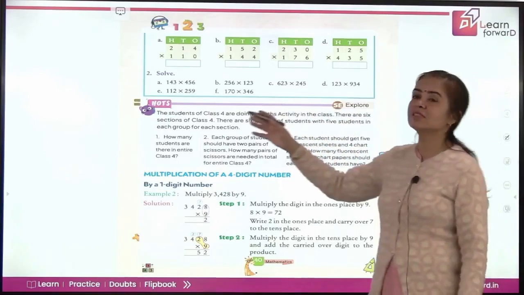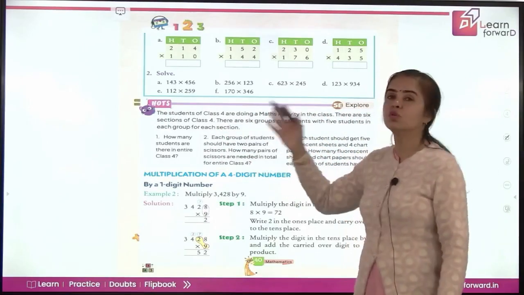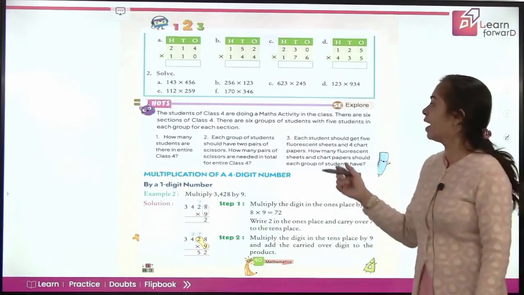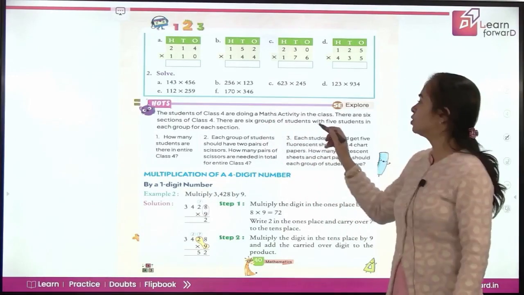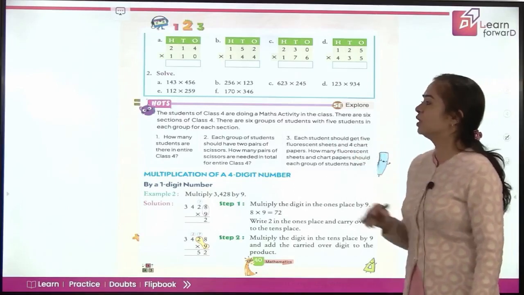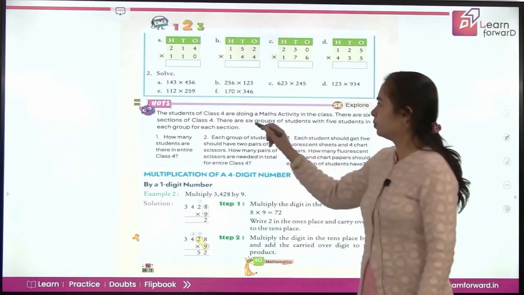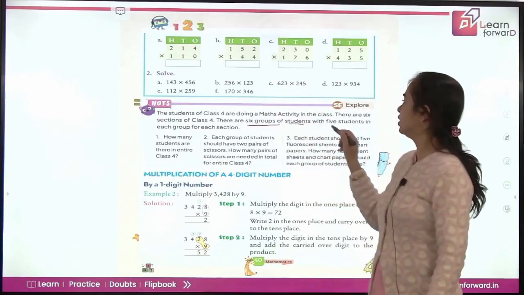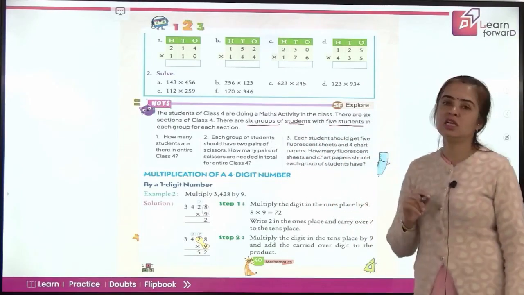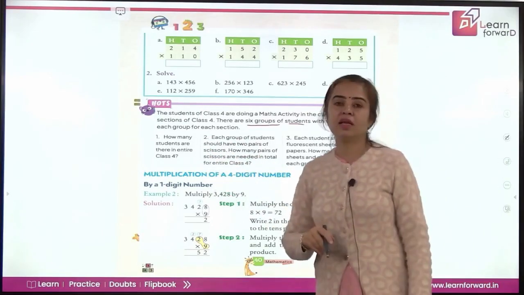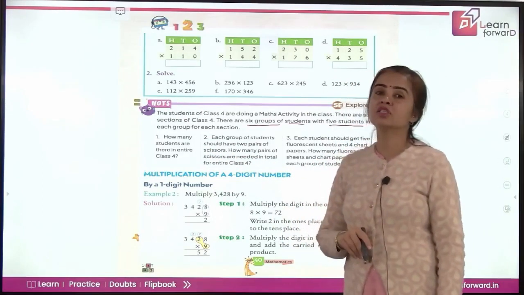There are 6 sections of class 4. All of them are doing this activity, because they are talking about class 4. There are 6 groups of students with 5 students in each group for each section. So you have 6 groups of students, 5 students in each group for each section. How many students are there in entire class 4?